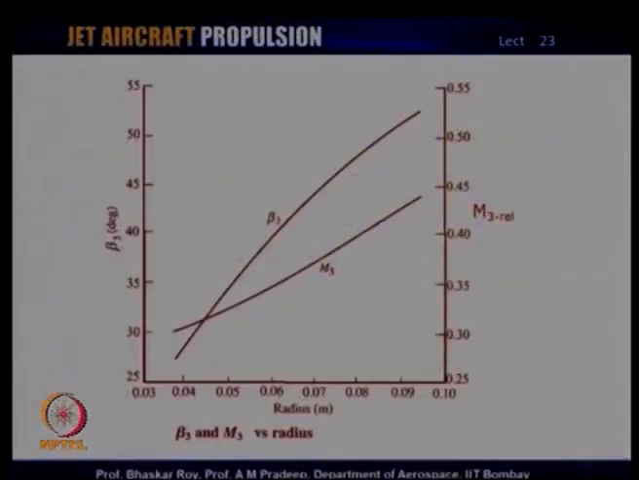So, let us look at this solution in a graphical manner. Beta 3 is shown over here, and M3 relative on the other y axis, and the change of radius across. As we can see, M3 varies along this path, and beta 3 varies in a slightly different manner, both of them of course going up from hub to the tip of the exit of the turbine. So, this is what the solution of a radial flow turbine is.